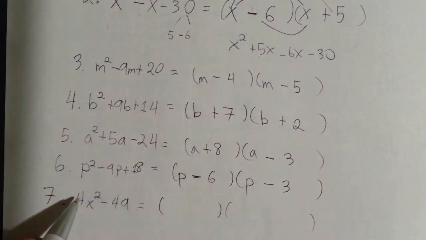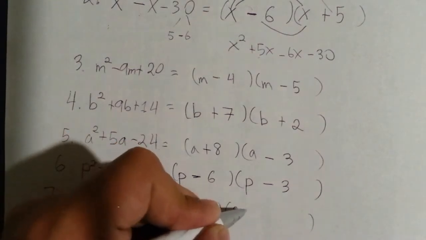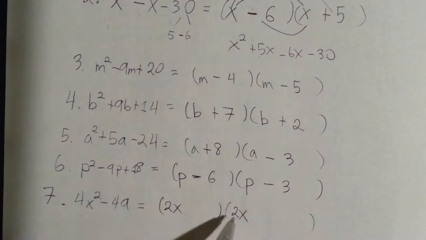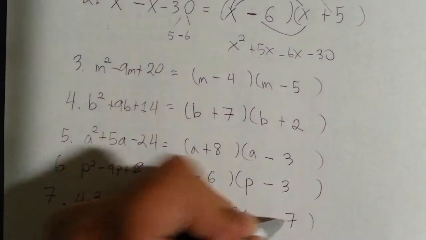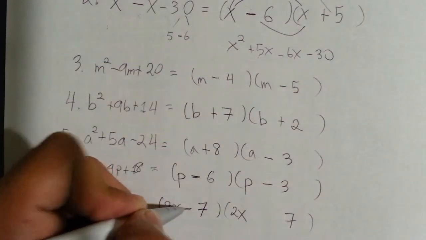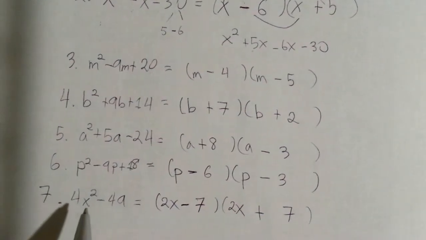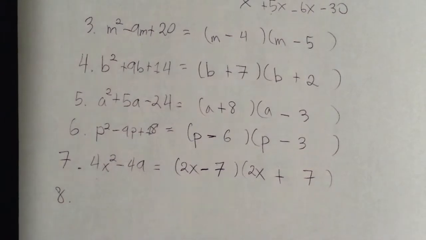So the square root of 4x squared would be 2x. So we've got the 2x times the 2x. Since the 4x squared is a positive, 2x positive appears twice. We've got the 49, so then 7, 7, and then we can just fill in our signs, a minus 7 and a plus 7. And the factored form of 4x squared minus 49 is 2x minus 7 times 2x plus 7, a difference of squares. Finally, we'll look at number 8.